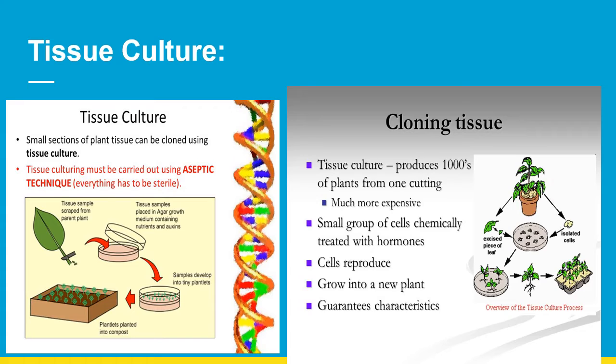The capacity of a plant to produce plants from their tissues, that characteristic feature, we call totipotency. So totipotency is involved in tissue culture. What takes place in tissue culture or cloning of tissues? From a plant from which we need to produce thousands of similar plants from one cutting, what we have to do is extract tissues from those plants, which will be chemically treated with hormones inside the laboratory in a petri dish.